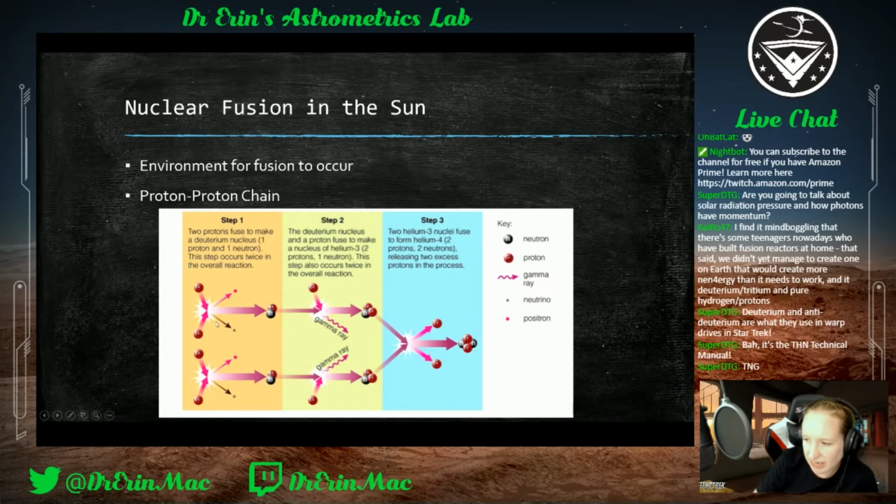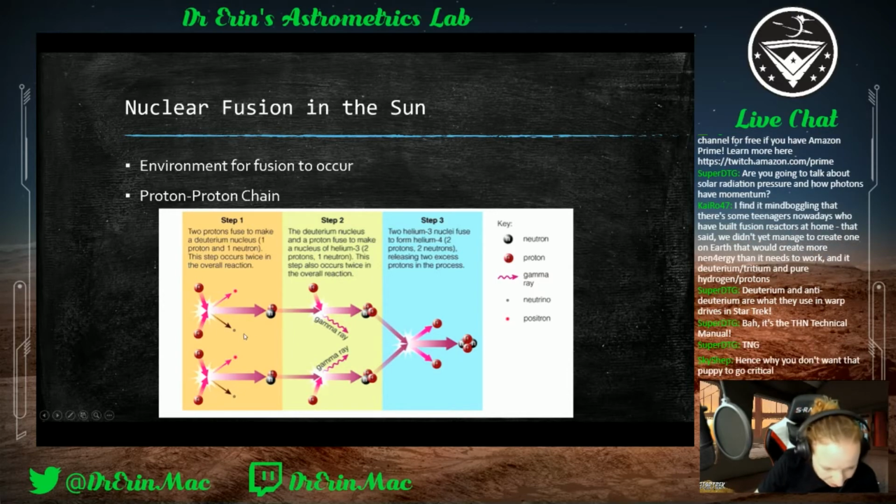Okay, so now that we have our deuterium, we have lost our positron. We lost a neutrino. And now we get into step 2. Now we have our deuterium, and it fuses.